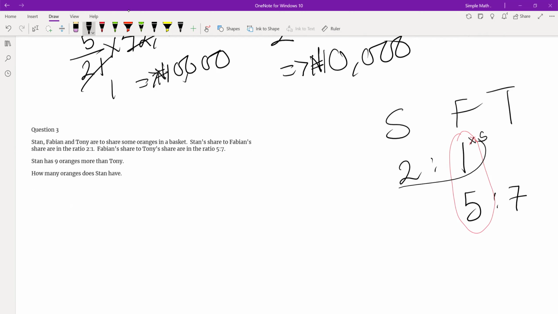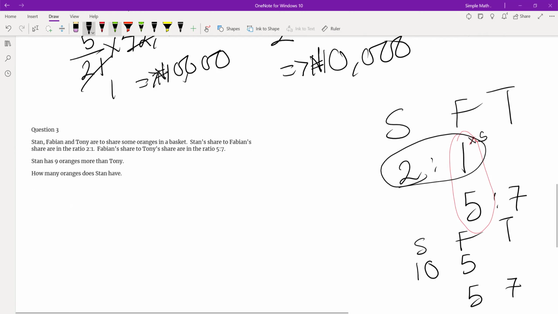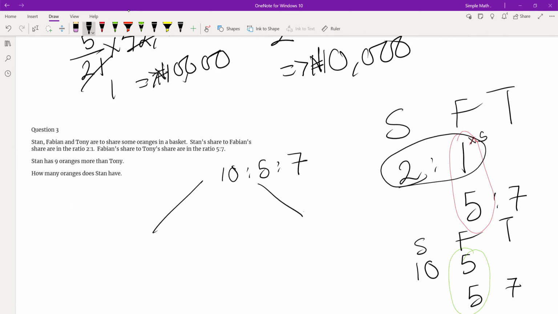And then from there, 5 times 2 is 10. 5 times 1 is 5, and then you can leave this one as it is. SFT. So now they match. So it means that the combined ratio is going to be 10 ratio 5 ratio 7. Now, they didn't tell us the total amount of oranges here, but they said Stan has 9 oranges more than Tony. So there are 2 ways you can do this.